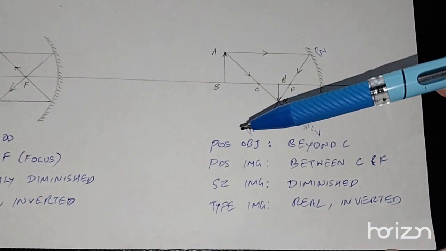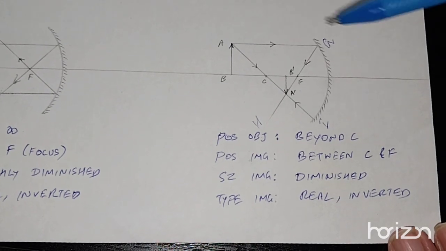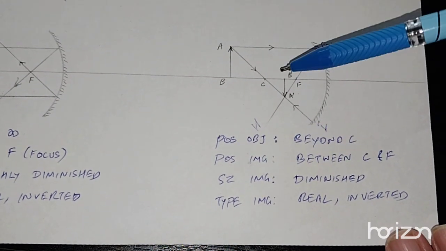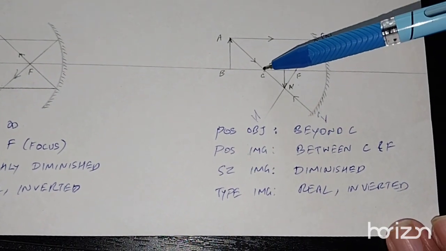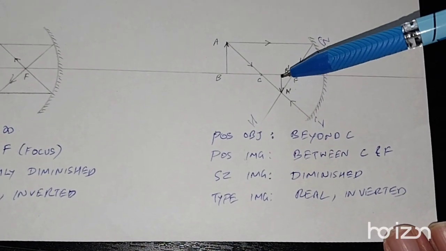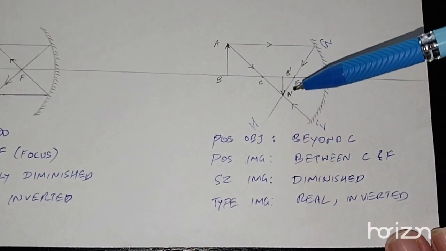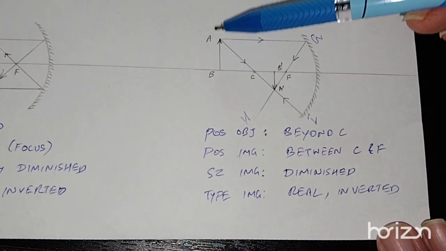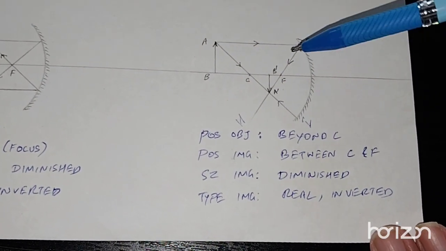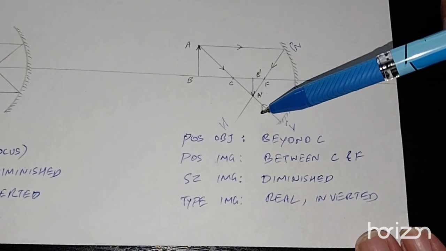So when you place an object beyond C for a concave mirror, the position of the image is between C and F. Here is the C, here is the F, and the image is formed between C and F. And the size is diminished because the size of A dash B dash is smaller than the size of AB, which is the object. Size of the image is smaller, so it is diminished. It is real and it is inverted.